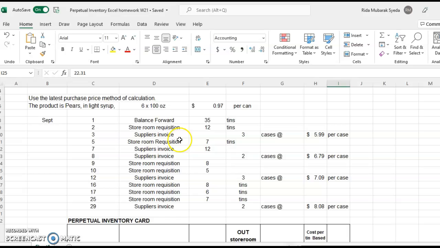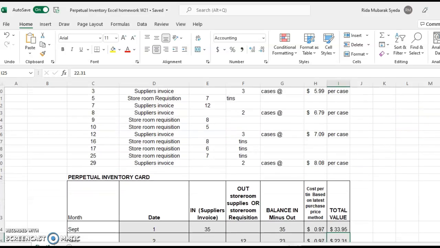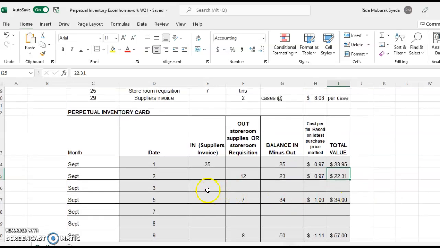So next one, September 3rd, it says invoice of 3 cases. And so to know how many cans in one case, it says over here 6 cans of 100 ounces in one case. So we would multiply 6 by 3 and we get 18. So we would put that, and it's in a supplier's invoice, we would put that under in, and nothing is going out, so we would add 18 plus 23 and we get 41 as our new balance.